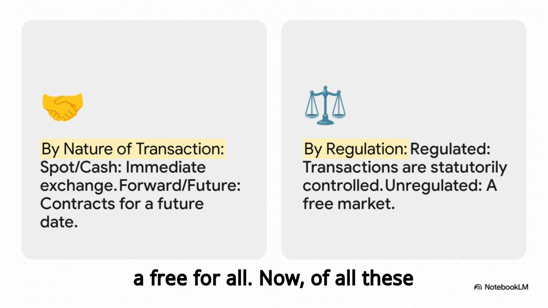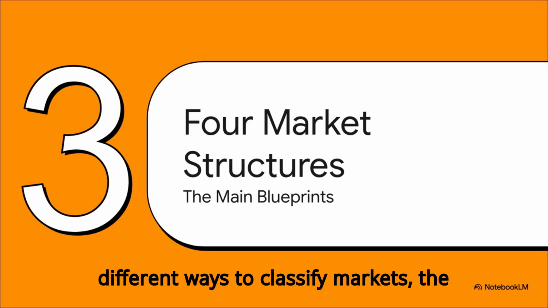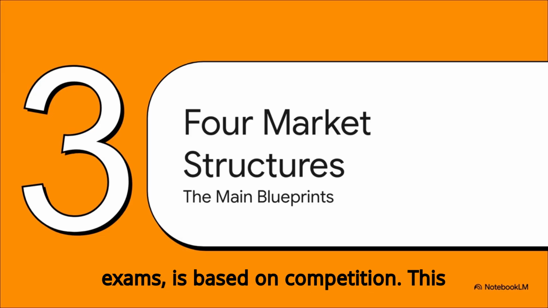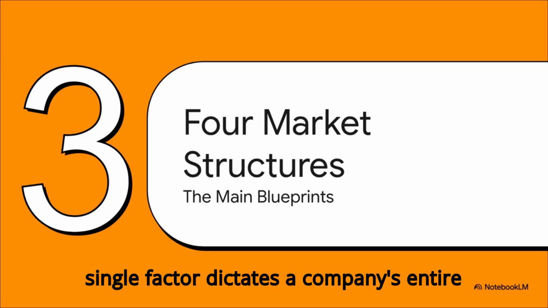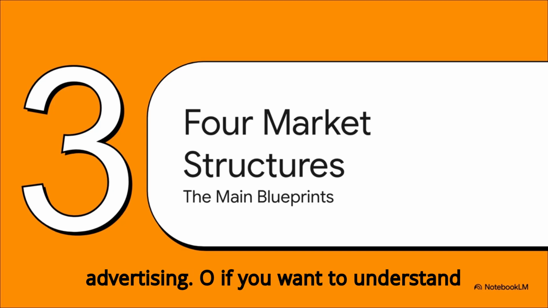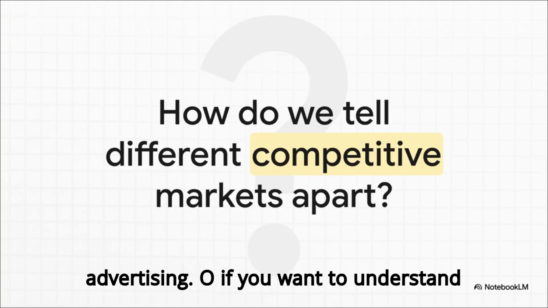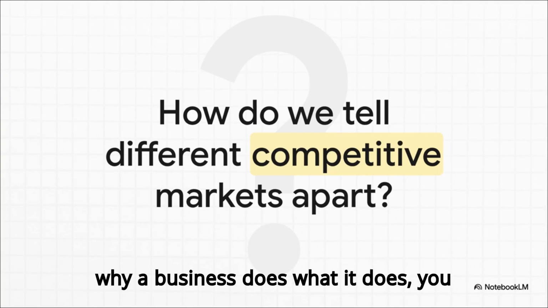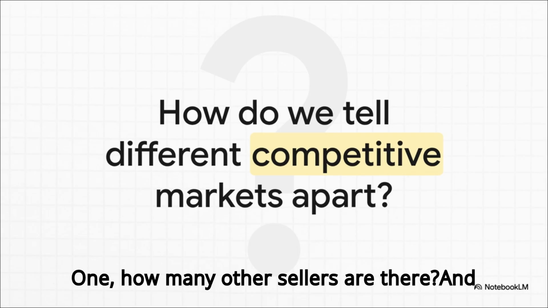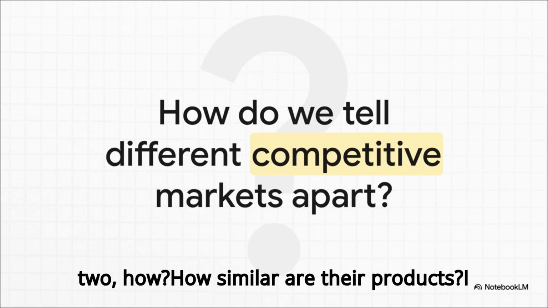Now, of all these different ways to classify markets, the most important one, especially for your exams, is based on competition. This single factor dictates a company's entire strategy, from how it sets prices to whether it even needs to bother with advertising. So, if you want to understand why a business does what it does, you have to answer 2 simple questions first. 1, how many other sellers are there? And 2, how similar are their products?